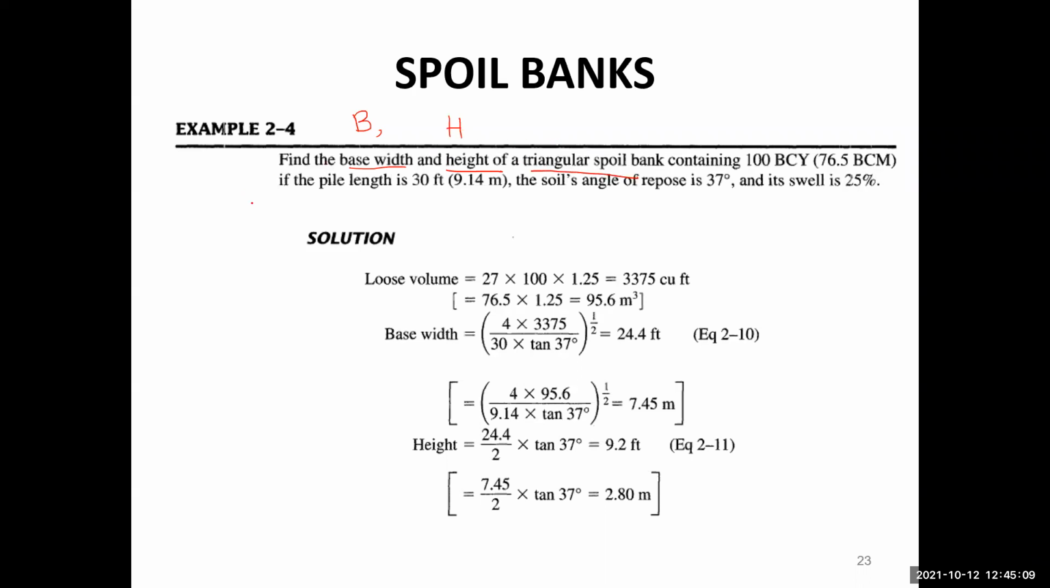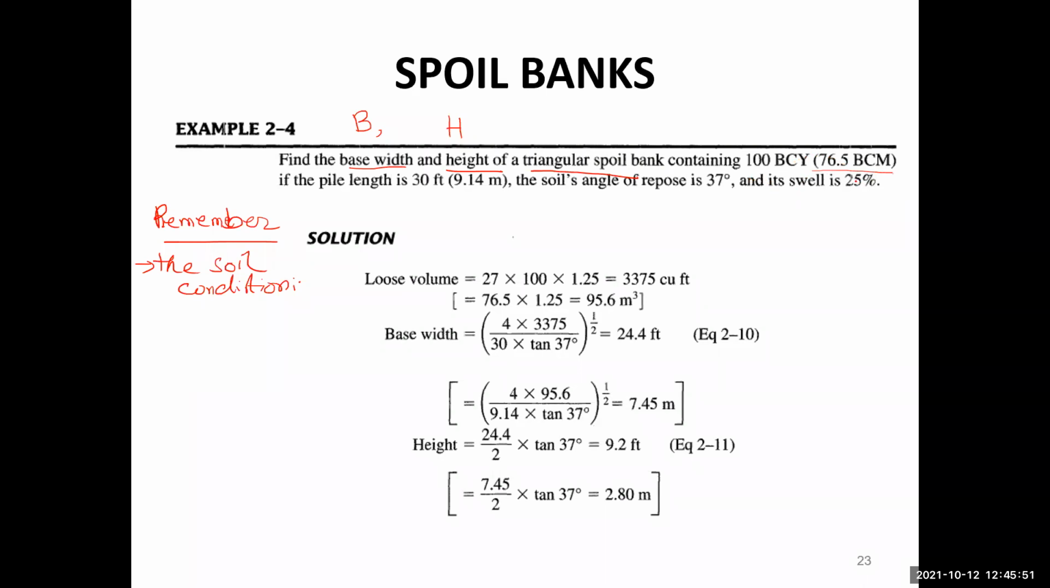So we have the triangular spoil bank. So we know the formula for the triangular spoil bank, but in this case, remember the soil condition. Okay. Are you listening to me? Remember the soil condition. Okay. The soil condition that has been given to you is 76.5 bank cubic meter.